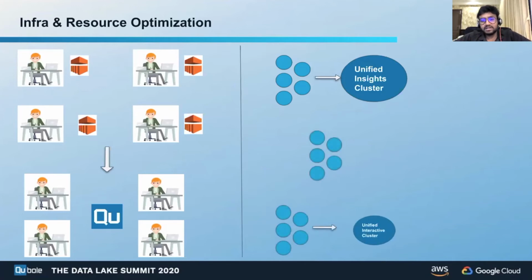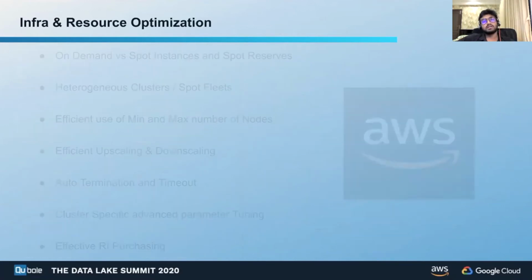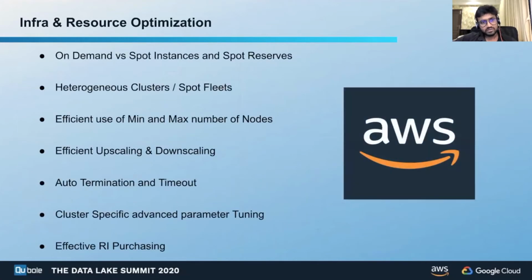Similarly, we migrated to the concept of a unified interactive and unified ETL cluster. The ETL clusters were used for our schedulers, whereas the interactive clusters were used by users for interactive queries. So now let us move our focus to how we did our resource optimization.